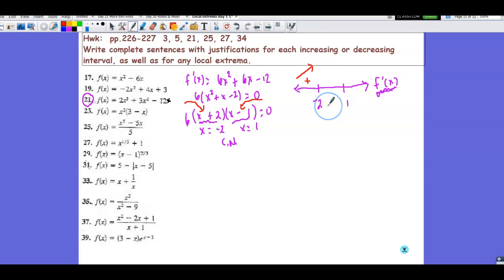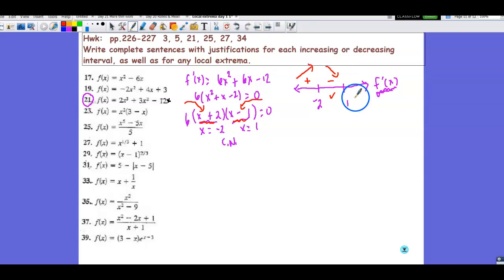I'm going to choose a number in this region right here, between -2 and 1. I'm going to choose 0 because that's an easy number. If I substitute 0 into the first factor, I get a positive. Into the second factor, I get a negative. And a positive times a negative is a negative. So in that region, the original function is decreasing.